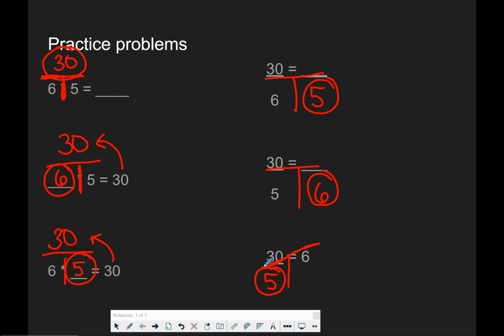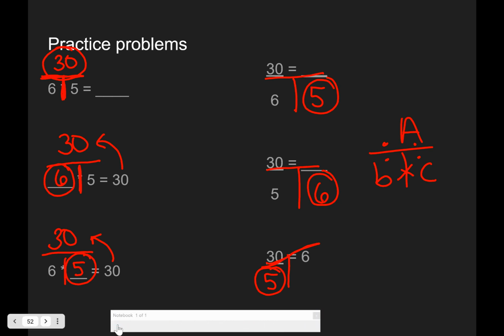So remember, B times C equals A. A divided by B equals C. A divided by C equals B. Now we're going to get lots of practice doing this.